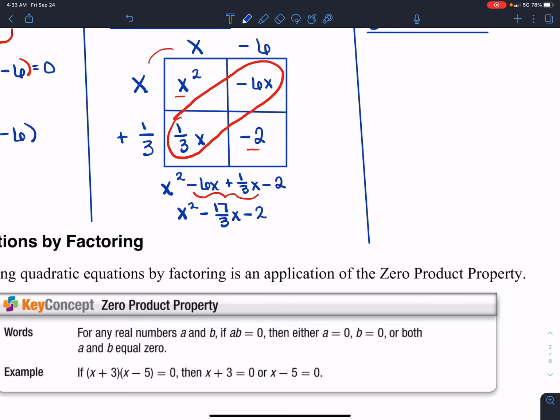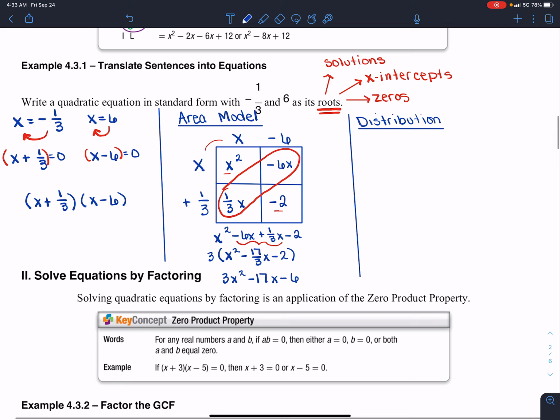Now, for those of you who don't like fractions, we talked about if you wanted to get rid of that fraction, we would multiply this whole trinomial times the denominator, that common denominator of 3. And then we get 3x squared minus 17x minus 6. Okay. So that is using the area model.